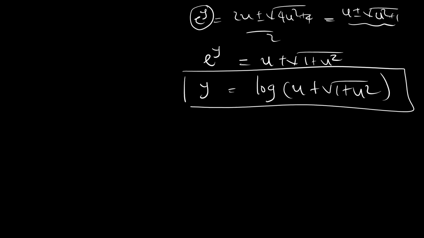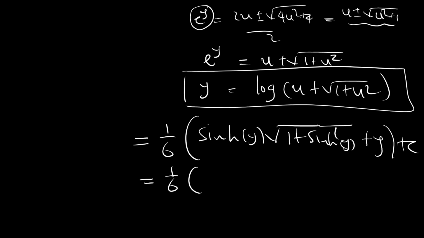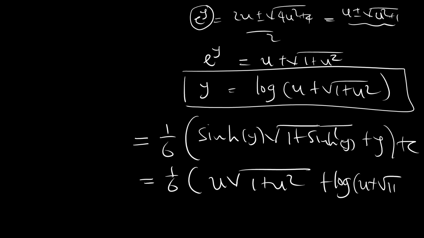Okay, so we had gotten to a point where our integral was equal to 1 over 6 hyperbolic sine of y, square root of 1 plus the square, plus y plus c, which is 1 over 6 u square root of 1 plus u squared plus the log of u plus square root of 1 plus u squared, plus c.